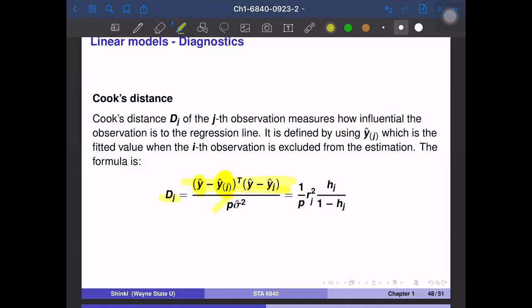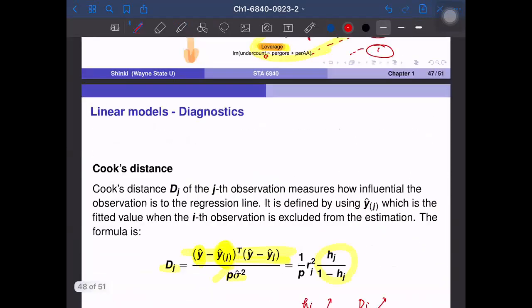And actually this is just a monotone function of h sub j. So as h gets larger, then d gets larger. That means if the observations are further away from the center of X, then we have the higher d sub j value. So these are diagnostic plots for linear regression.